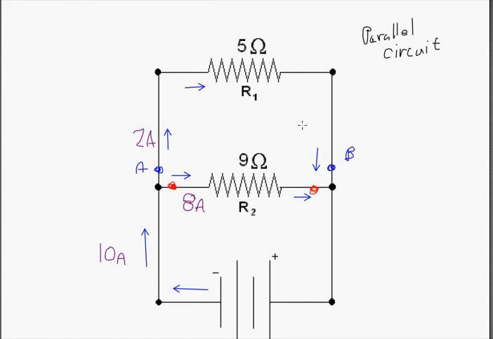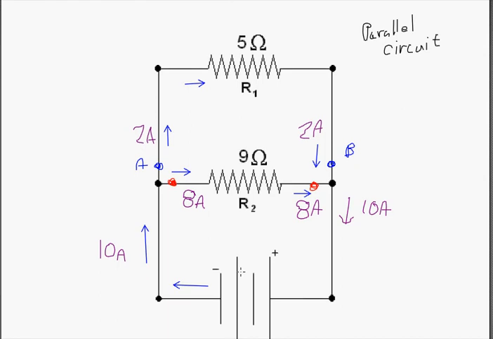And then it's going to pass through to go from A to B. There's only one path for it to go. So when it gets over to this other side, it's still at 2 amps. From here to here, there's only one path, so it's still 8 amps. So when we get over here, they actually recombine to form the original 10 amps that travel back into our battery. And I think that's pretty interesting.